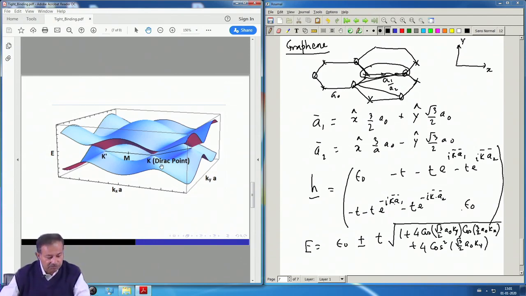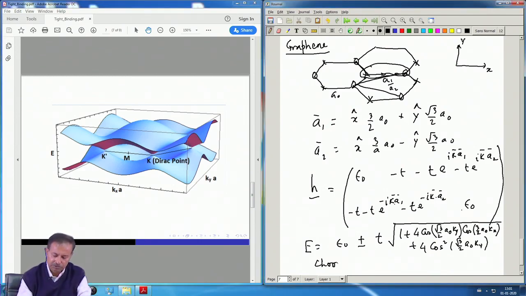The interesting thing to do is to expand this band structure around the points k and k prime, where this term under the root vanishes. So, choose epsilon not to be 0, and then show that E equal to 0 at k and k prime points in the Brillouin zone.